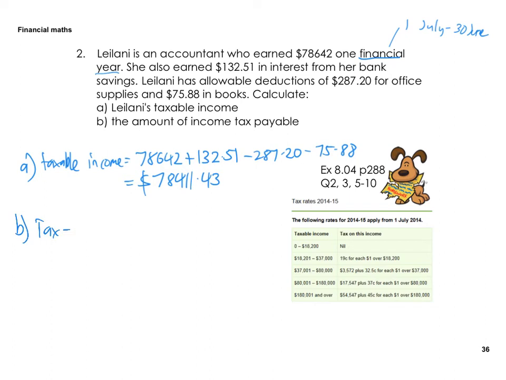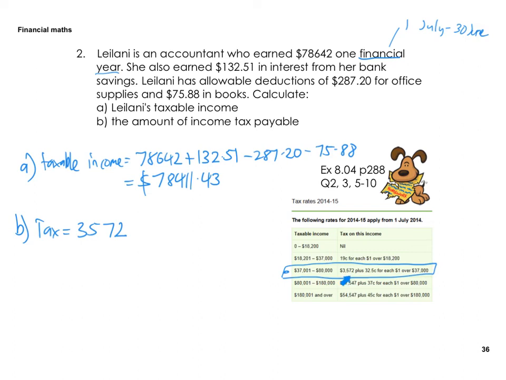So tax. So step 1, figure out which bracket 78,411.43 goes in. So we are looking at this one here, because obviously this is a bit less than $80,000. So my bracket is this one right here. So my calculations are going to be this. So let's start. 3,572. That is my first part. Remember in the first one I put 0 because this one actually has nothing there.